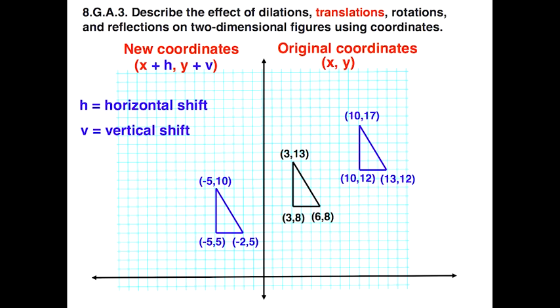If we let v be the vertical shift, then for the y coordinate it's the same deal. You're going to add the vertical shift to the y coordinate, and of course by add we mean adding a positive number if it's an upward shift and adding a negative value if it's a downward shift.